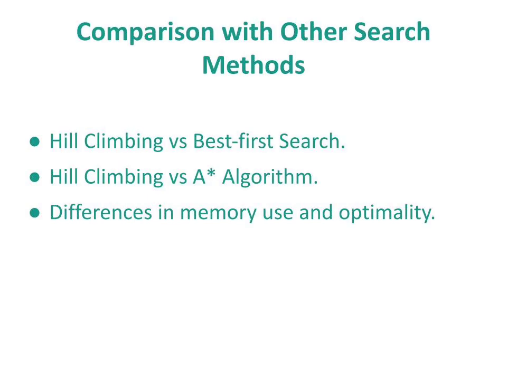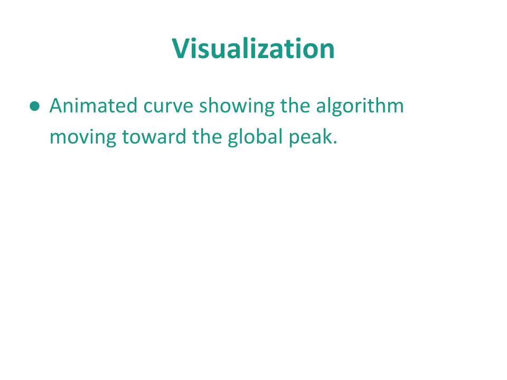Comparison with other methods. Compared to algorithms like best first search and A star, hill climbing uses less memory and is faster, but it does not always find the optimal solution since it does not explore the full search tree. A star is guaranteed to find the best solution, while hill climbing is heuristic and approximate.